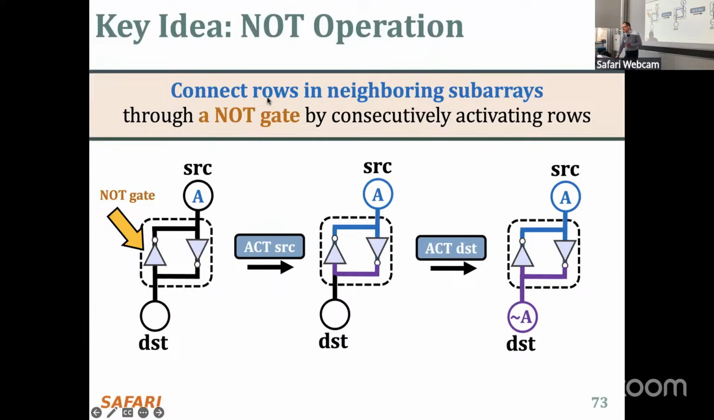Basically, you connect rows in neighboring subarrays through a NOT gate by consecutively activating rows. You first activate the source row, and then by violating the timing parameters, the destination row gets activated as well, and it gets the value A bar, essentially. It's very similar to what we have done with Ambit, except it happens on the other subarray.